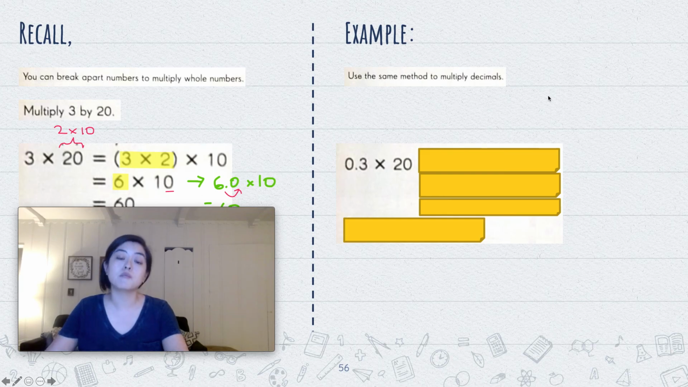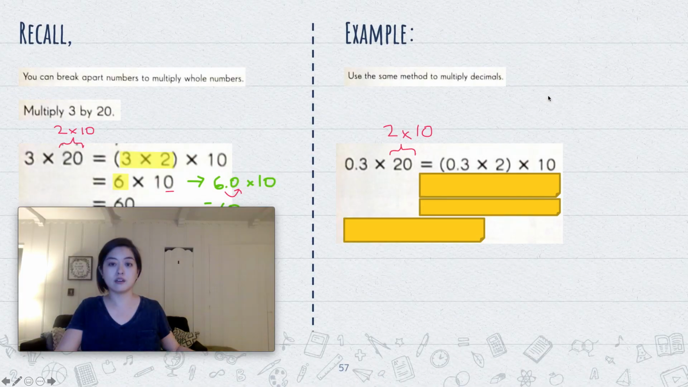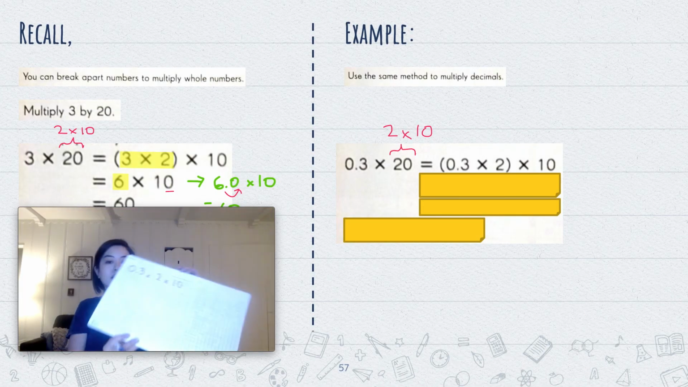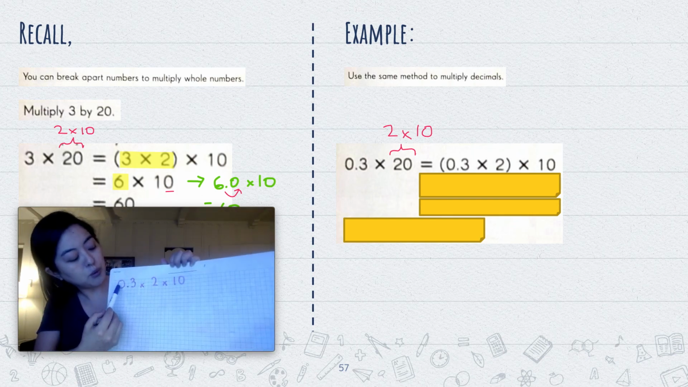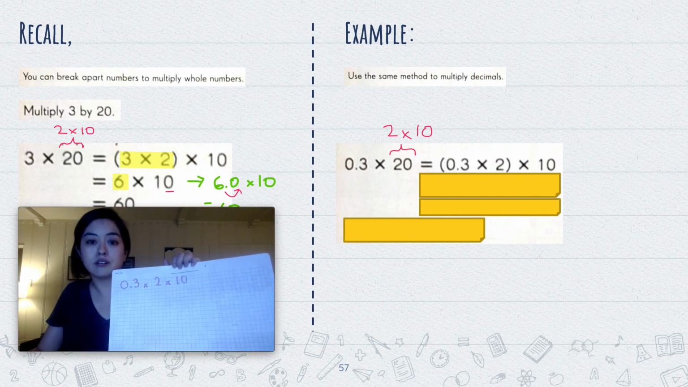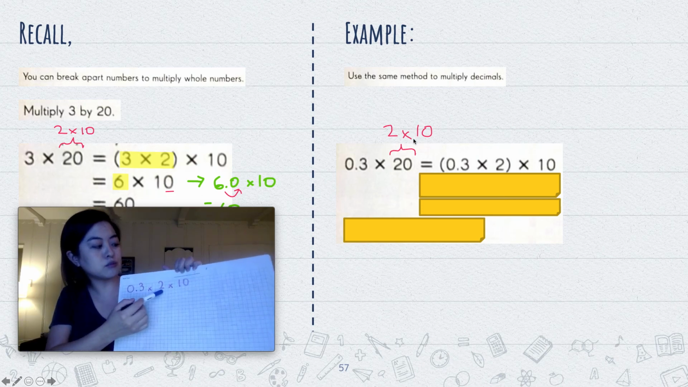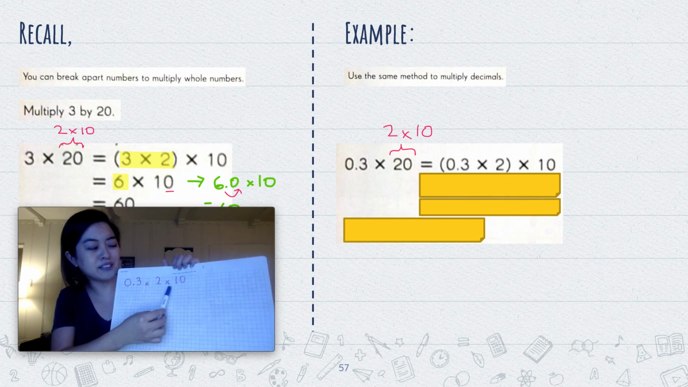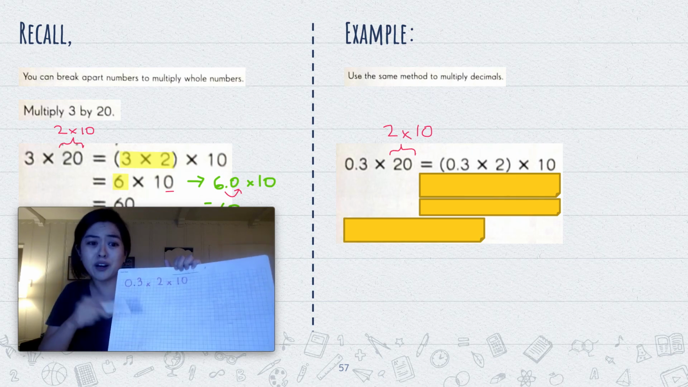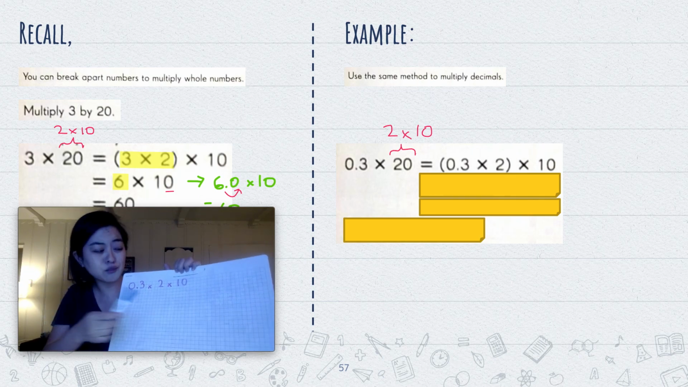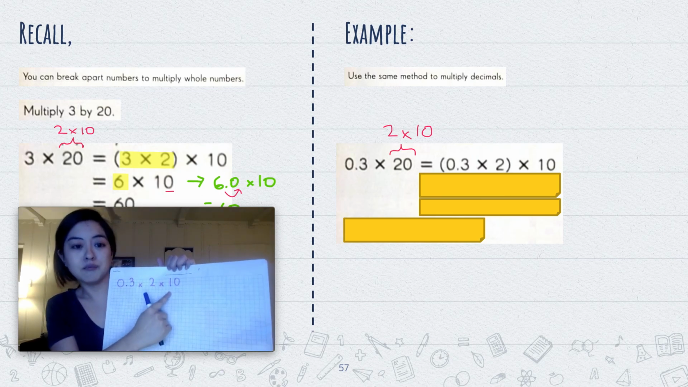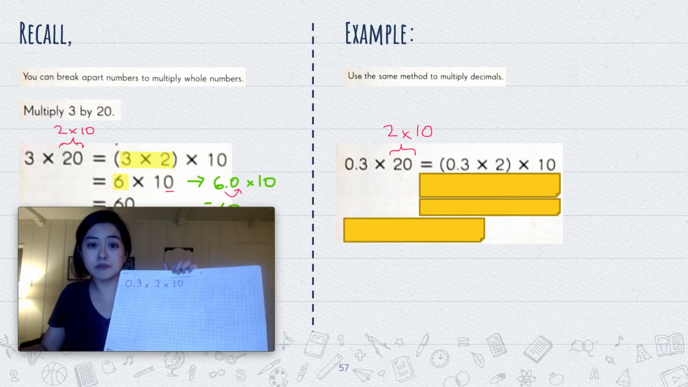Alright. So we have 0.3 times 20, and that's the same thing as saying 0.3 times, and then 20 is 2 times 10, isn't it, right? So 0.3 times 2 times 10. We're just trying to figure out how many 10s there are, because we know how to multiply by 10, right? So we always want something multiplied by 10. So that's why I'm breaking it apart, to see how many groups of 10s are in 20, okay?